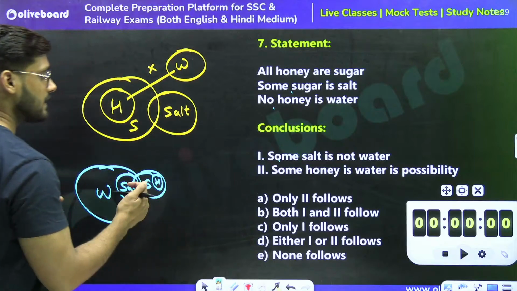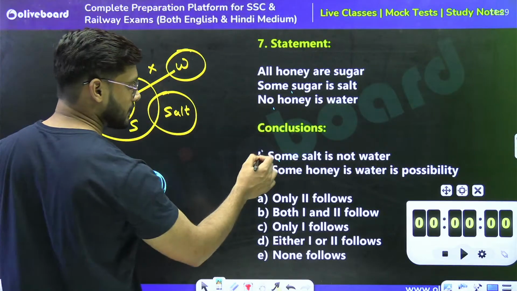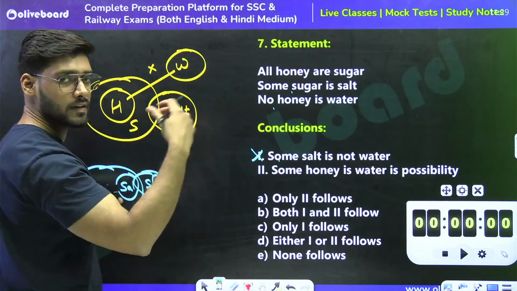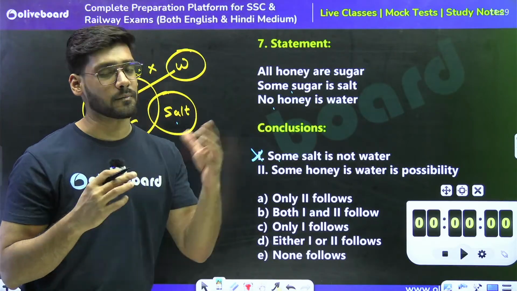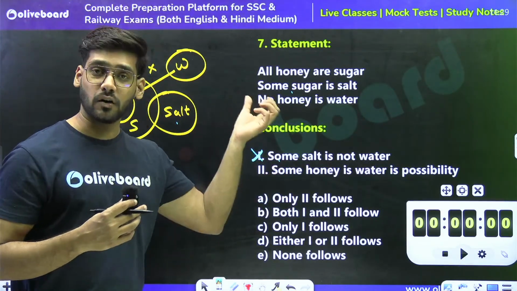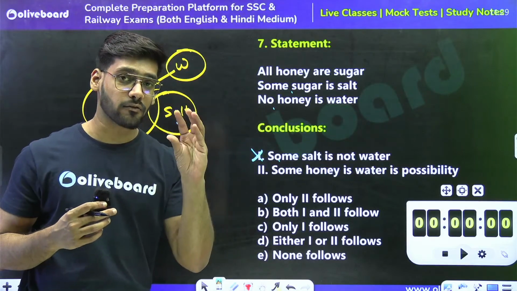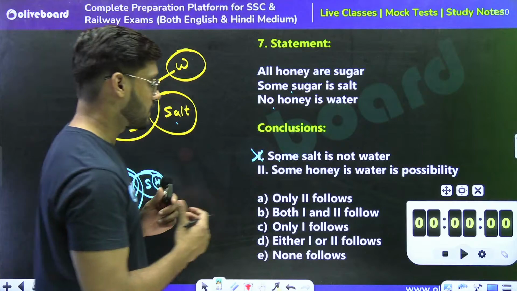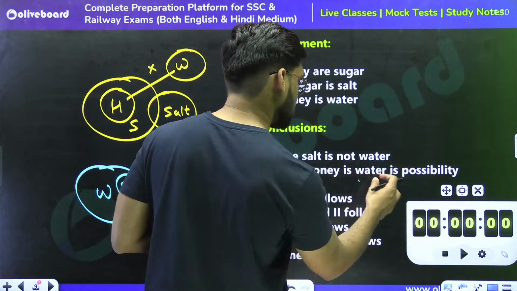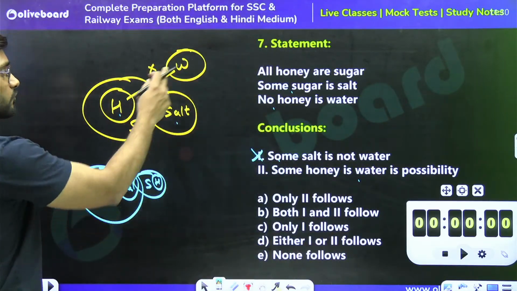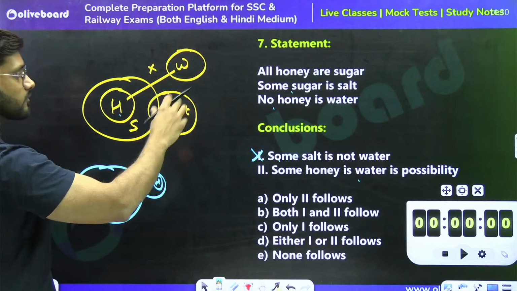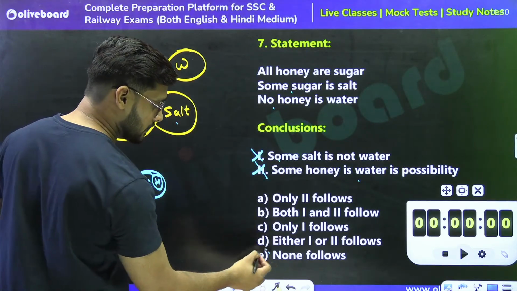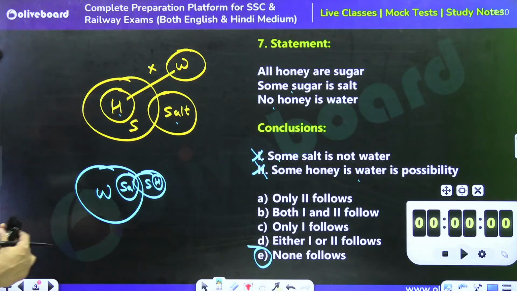And hence, he is saying some salt is not water. He is wrong. Why is he wrong? Whenever we can prove that all are there, then "some not" is wrong. But if all was not there, then he is right that there is some part of salt which is not water. Second, some honey is water is a possibility. No, honey cannot be water because honey and water do not hold any relation. So this is also wrong. The answer should be none follows. Option number E, none follows.